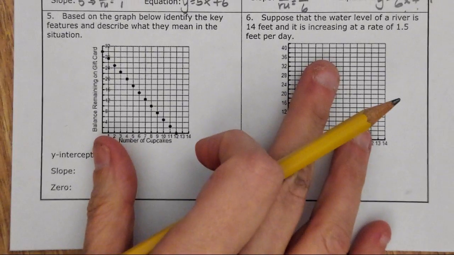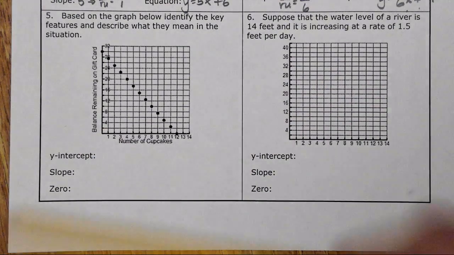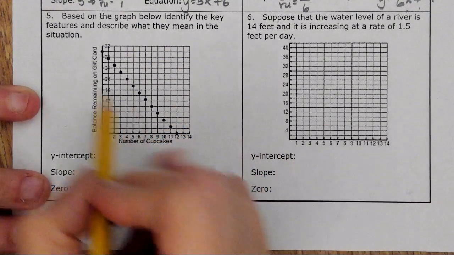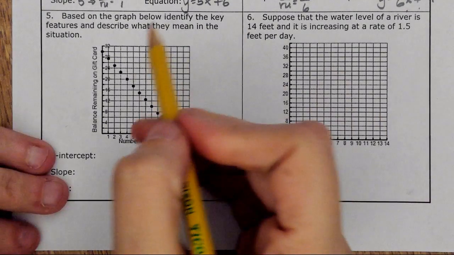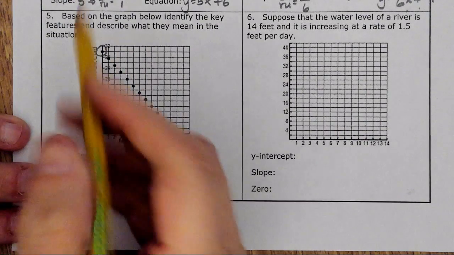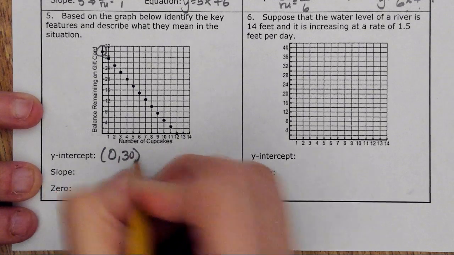Let's look at these last two problems. Now, these are word problems. So it says, based on the graph below, identify the key features and describe what they mean in the situation. What situation, you may say? There's no word problem here, but they give us a lot of information just on the axes. They say number of cupcakes and balance remaining on gift card. So what that tells me is somebody's buying cupcakes with a gift card, which is awesome, because who wouldn't want to do that? Now, when I look, I can also tell they started with $30 on their gift card. That value happens to also be my y-intercept of 0, 30.